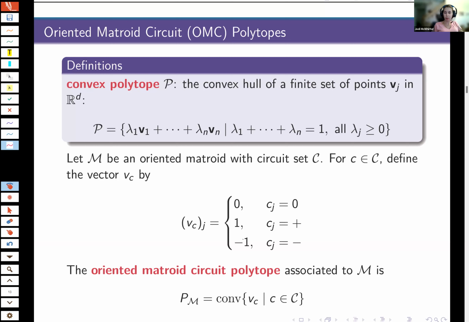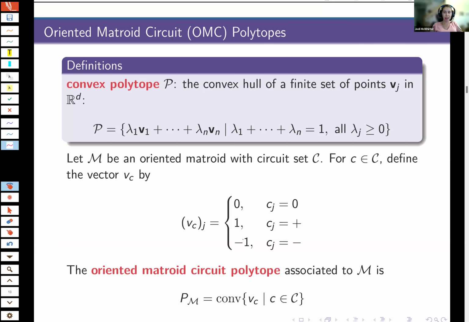Does anyone have any questions so far? There was one question in the chat about good references for the definition of dual matroids or reading about oriented matroid fundamentals. I didn't want to interrupt you in the flow, but if you have.